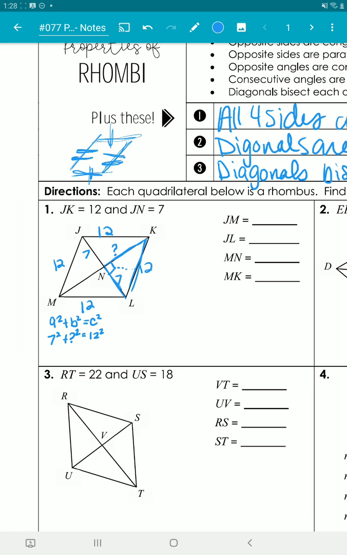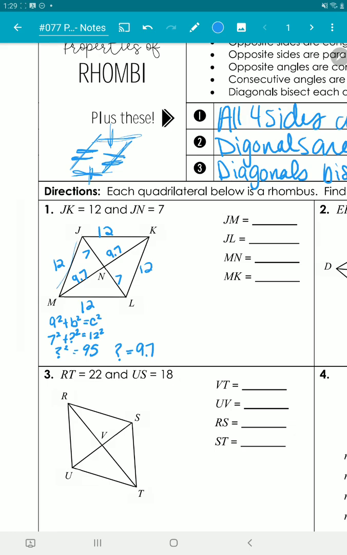If we type 12 squared and we subtract 7 squared, we're going to get that whatever the one we're looking for squared is going to be 95. And then if we take the square root of both of those, we're going to get about 9.7. Okay, so we use the Pythagorean theorem there because that's a right angle in the center. So now we know that this one's going to be 9.7, and then again, the other one's going to be the same.